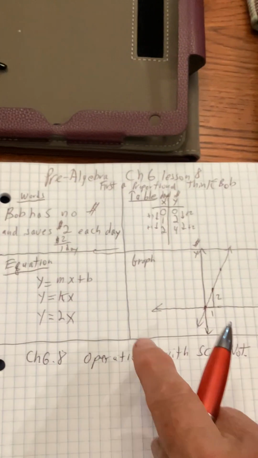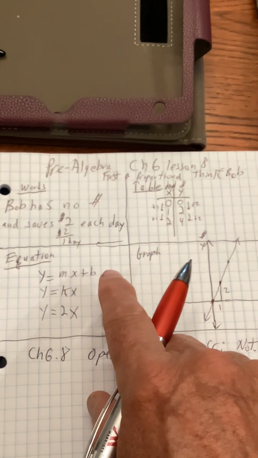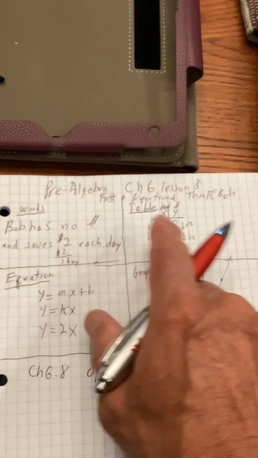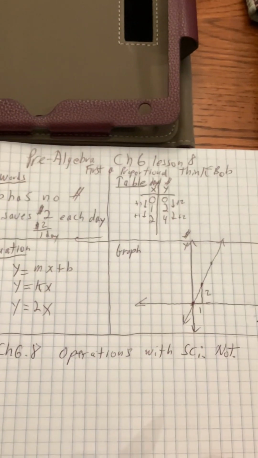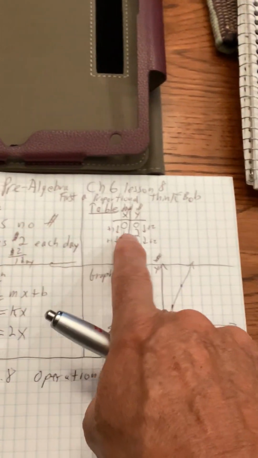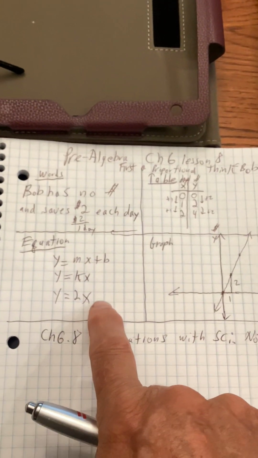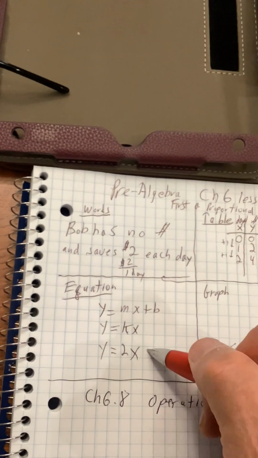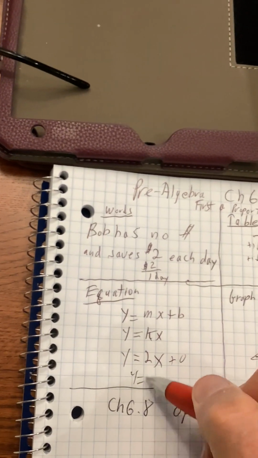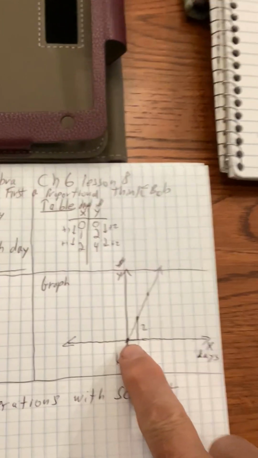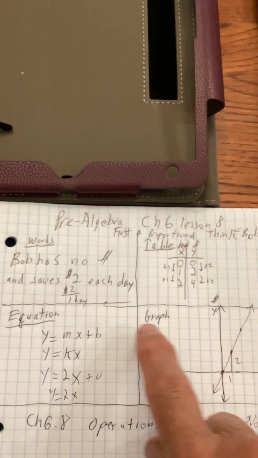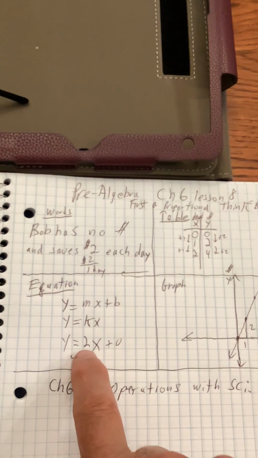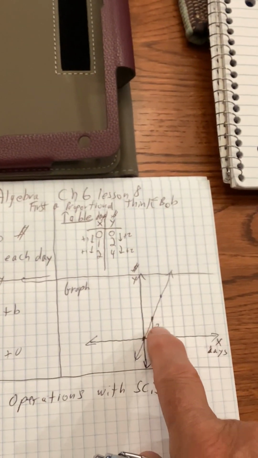But there's thinking, Bob. First time, just showing you it. Next lesson, I'll start you with words and see if you can produce the other 3. All right, but Bob has nothing. Bob has nothing plus 0. I could say plus 0, but you don't need it, so it's just y equals 2x, and Bob has nothing. And he's saving $2 every day.